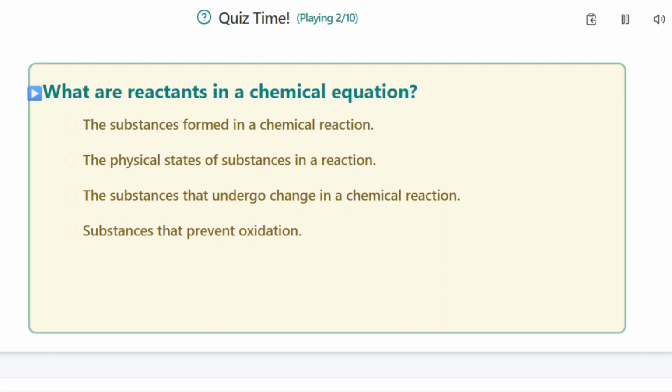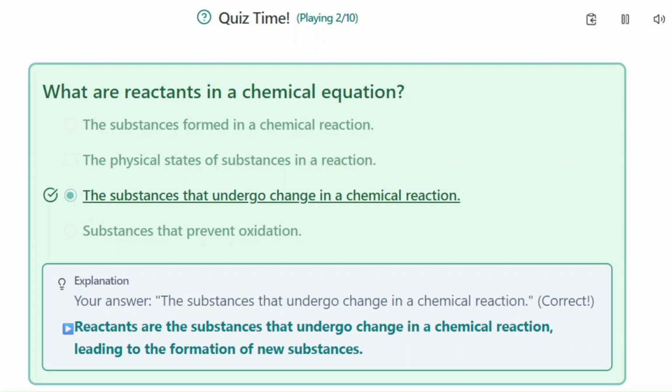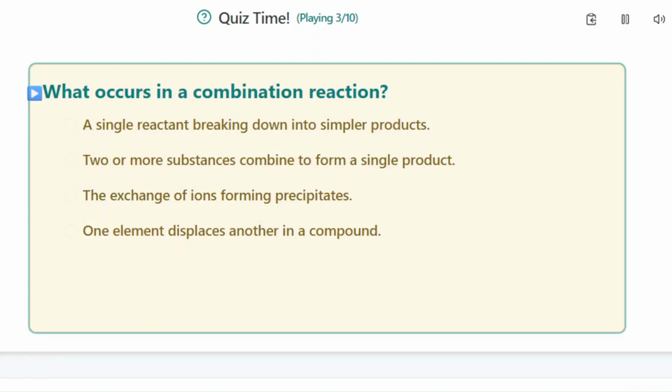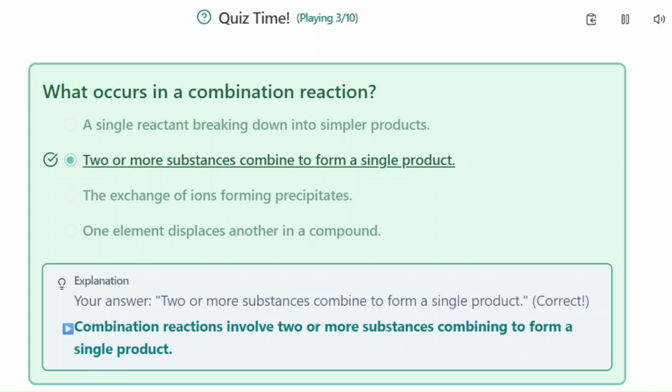What are reactants in a chemical equation? The correct answer is, the substances that undergo change in a chemical reaction. Explanation: reactants are the substances that undergo change in a chemical reaction, leading to the formation of new substances. What occurs in a combination reaction? The correct answer is 2 or more substances combine to form a single product. Explanation: combination reactions involve 2 or more substances combining to form a single product.